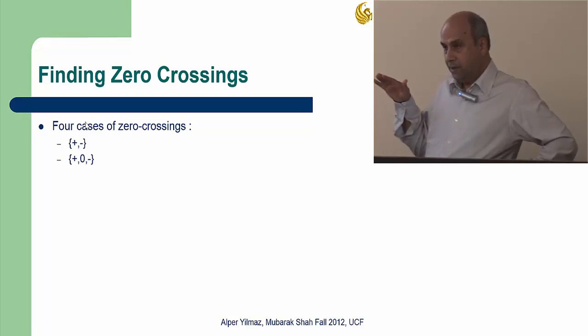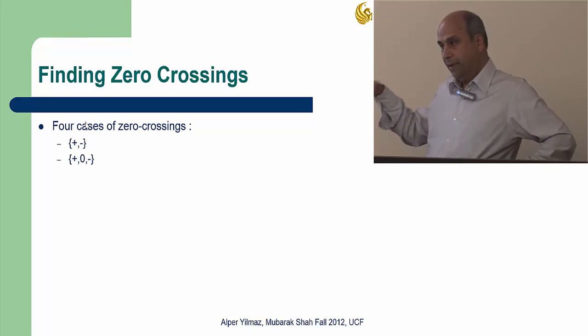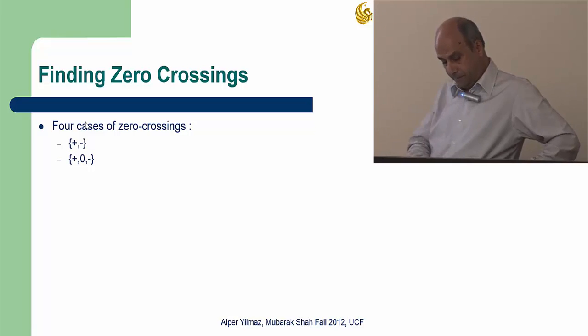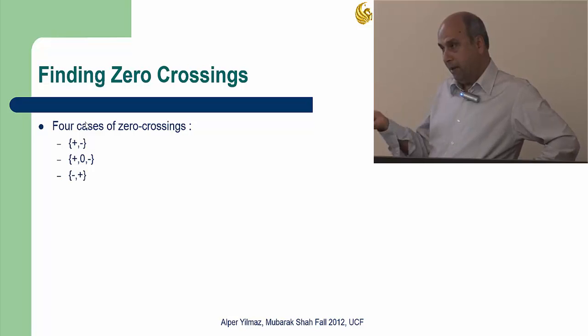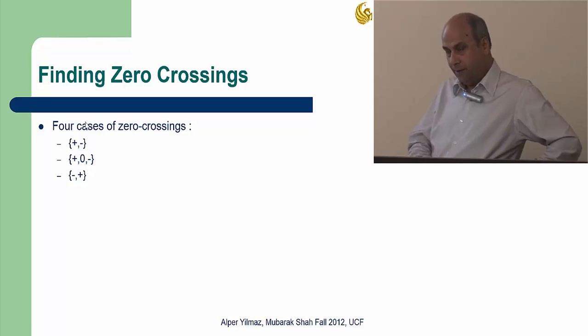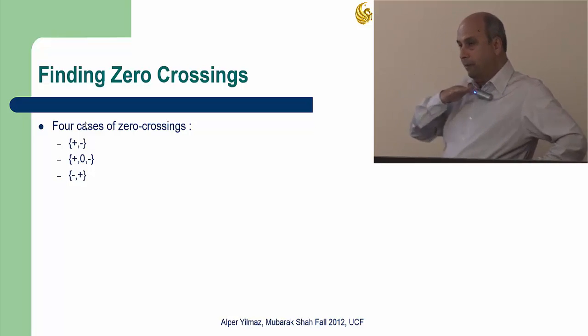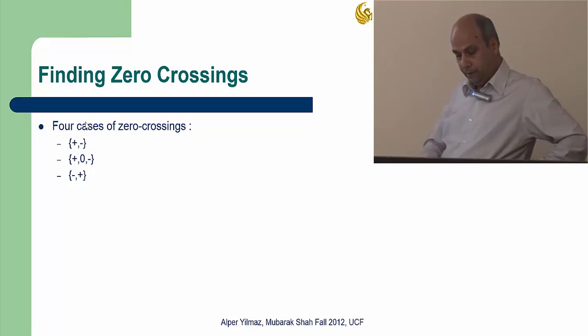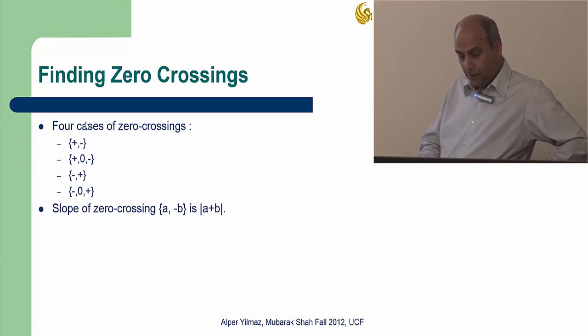Or it can be positive, 0, negative. It's a clear 0, so that's a zero crossing. Or it can be negative, positive. Also a zero crossing. So one is going from high to low, the other is going from low to high. Okay, so same way: negative, positive; negative, 0, positive.